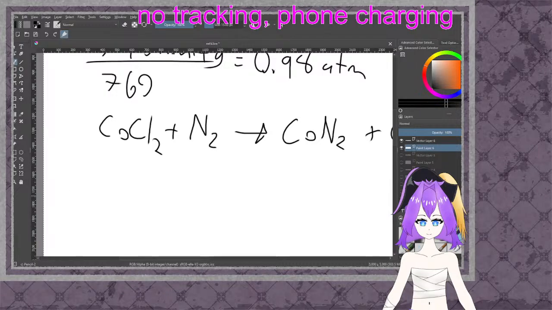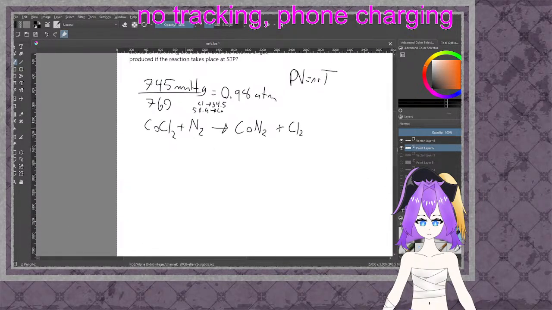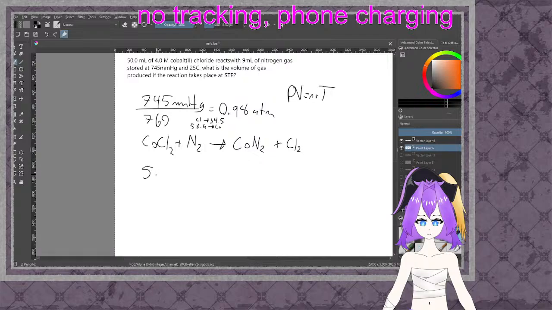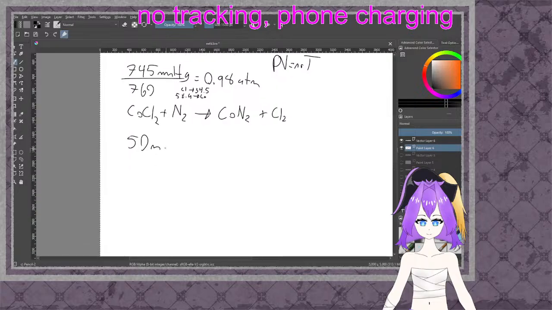Okay, so the molar mass of cobalt, just for future sake, 58.9. CO, and then chlorine is 35. Just for me in the future. Alright. So we go 15 milliliters, 9 milliliters. It's a little smaller. Actually, we're just a little lower.